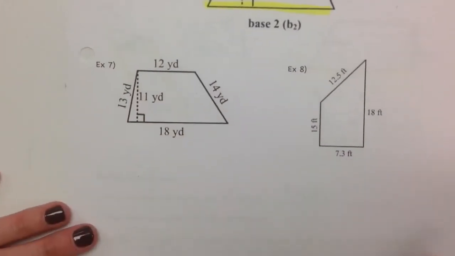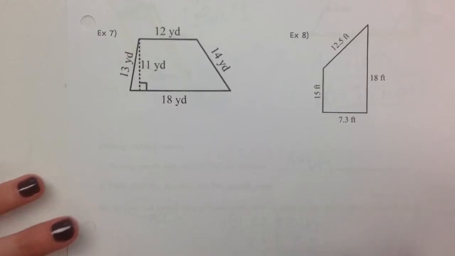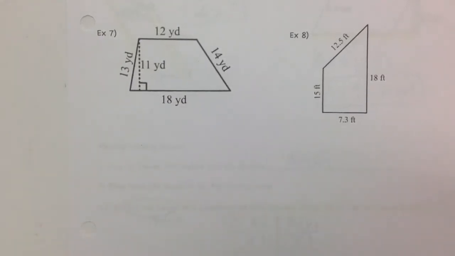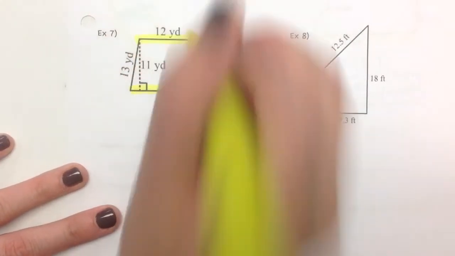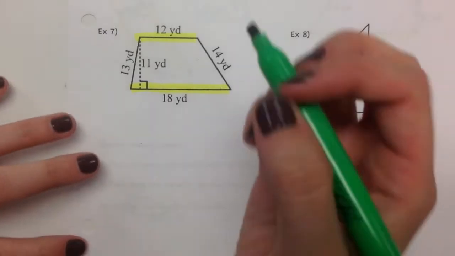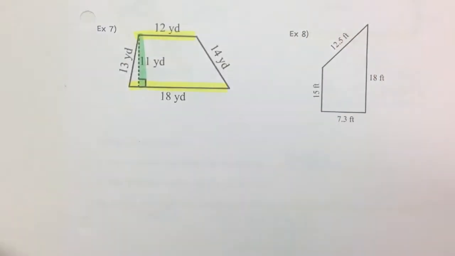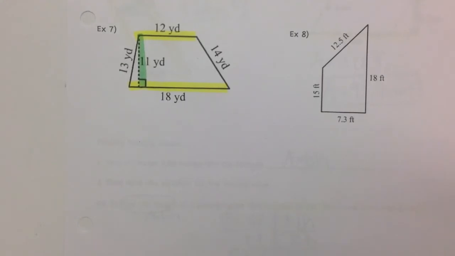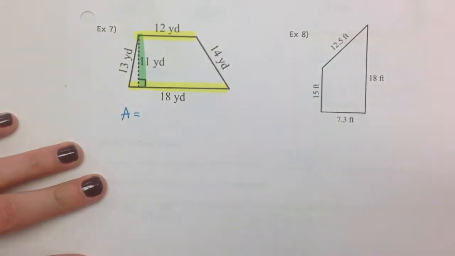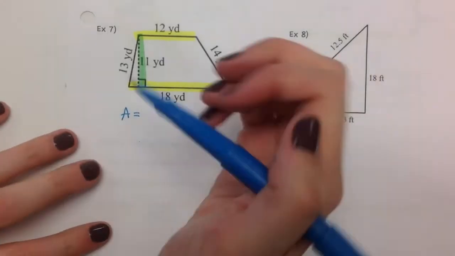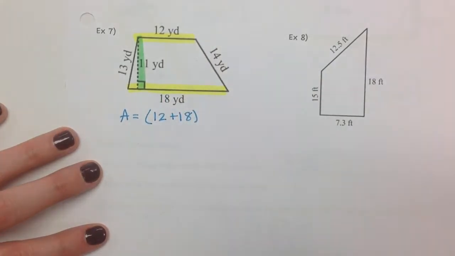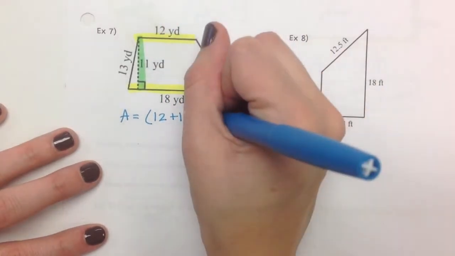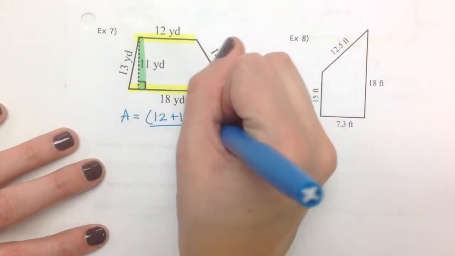So let's look at an example. For example 7, we first want to identify either the height or the perpendicular parallel sides. I'm going to identify my parallel sides. The 2 sides parallel are right here. And then the measure that is perpendicular to that for the height is that measure of 11. So let's plug it into our formula. Doesn't matter which one's base 1, base 2, as long as you're adding those 2 together. So we've got 12 plus 18 for our 2 bases times our perpendicular height of 11 divided by 2.